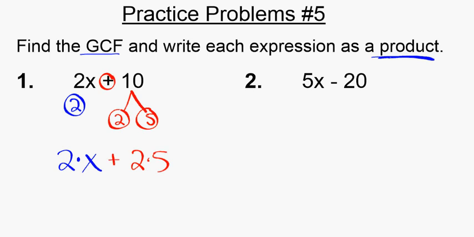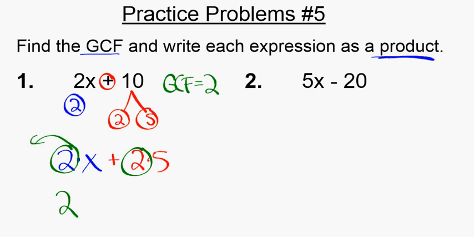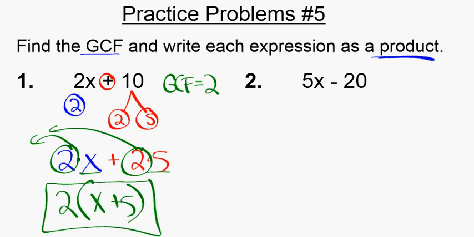I'm going to circle what they have in common. They each have a 2 in common. So first, I'm going to say, hey, my GCF is 2. So let's put 2 out in front because that's what I'm taking out of each expression. And what's remaining is an x plus 5. That is our product. That is our factored form.